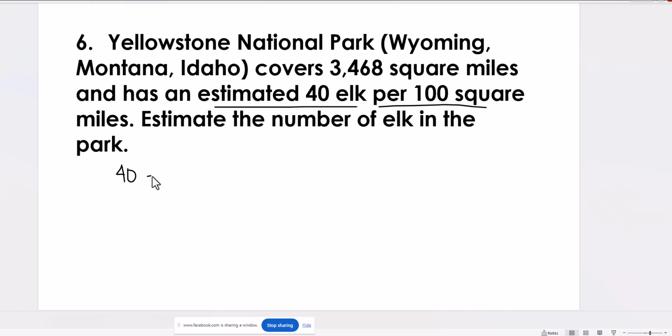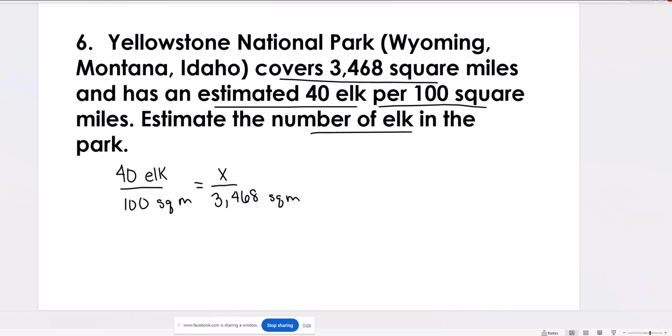40 elk over 100 square miles. And that's going to equal, now they tell us that Yellowstone National Park covers 3,468 square miles. We need to find the number of elk, or estimate the number of elk. We don't know. We have to estimate. And the national park covers 3,468 square miles.